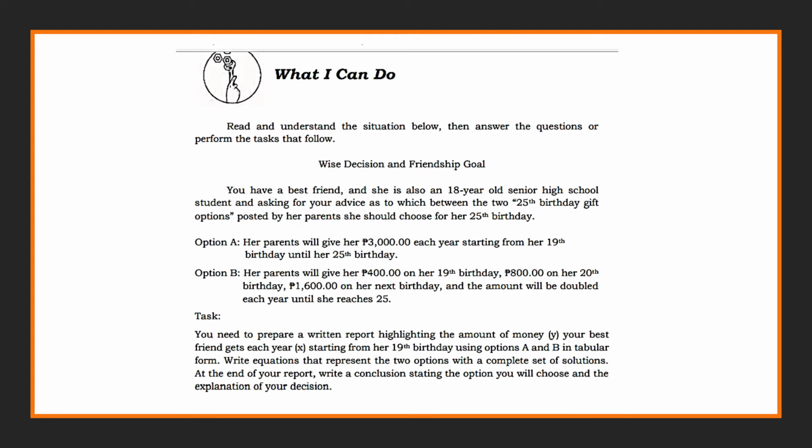Okay, so I asked you to do this, what I can do. So, ano ba itong what I can do na ito? Read and understand the situation below. So, may dalawang option kayo, A and B. Ang task nyo is you need to prepare a written report highlighting the amount of money your best friend gets each year, starting from her 19th birthday using options A and B. So, ang written report is showing your solution for option A and showing your solution for option B. Then, yung conclusion, ang ilalagay nyo lang po doon is, ano yung pinili nyo, option A or option B. Then, explain bakit yun yung naging decision nyo. That will be the conclusion.